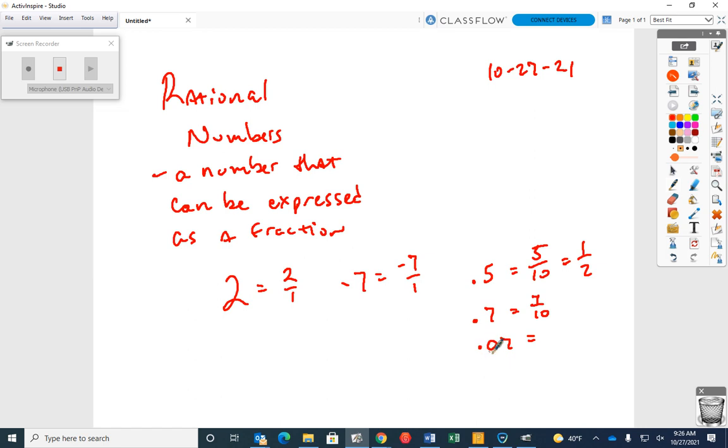If this was 0.07, this is not tenths. What's the one next to the tenths? This would actually be what? 7 hundredths. Okay, if this was 0.003, what would that be? 3 1,000ths, okay? All of these are rational because I'm expressing these as a fraction, right? Yes. Okay.